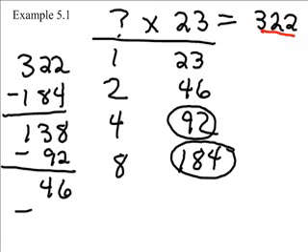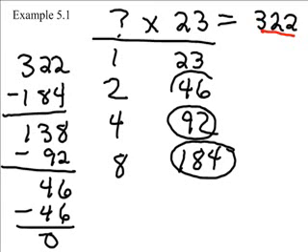And then I go to the 46. And when I subtract 46, I get 0. So I know I've used the 46. So the checked off numbers are going to be the ones opposite the circled numbers. So it's going to be 8, 4, and 2.